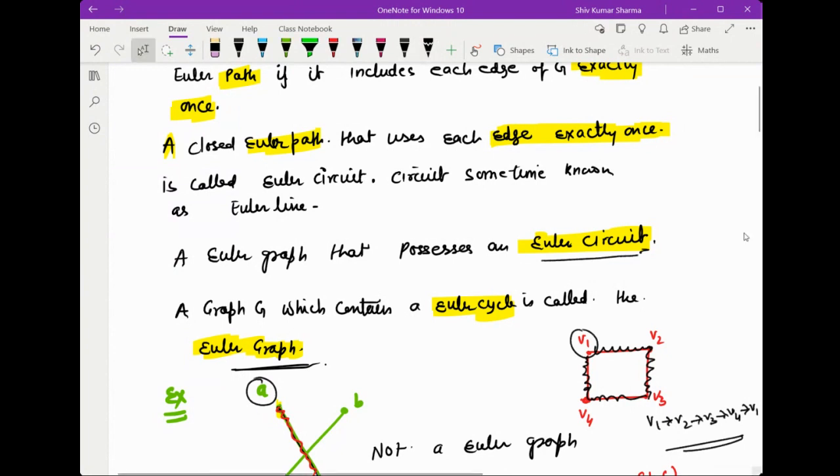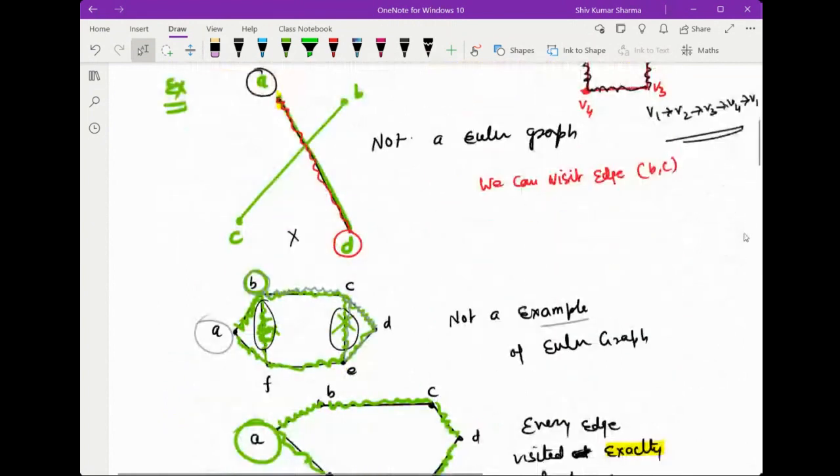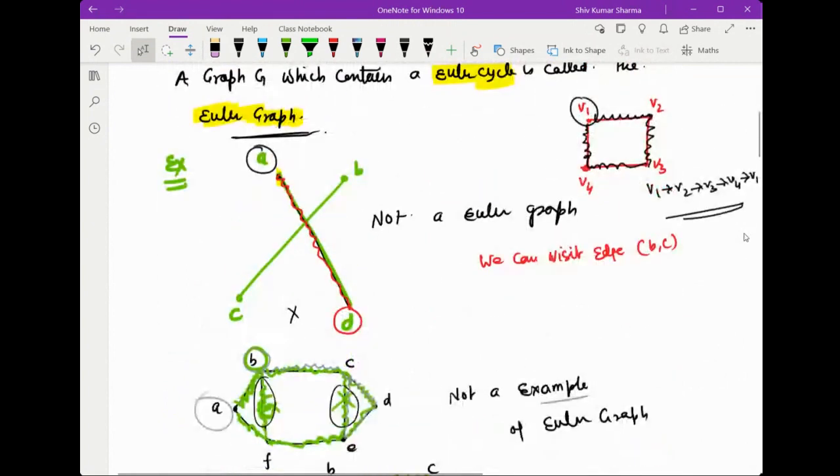Now we discuss the next example. You focus on this example, the third one. Is this an example of an Eulerian graph or not? And if it is not an Eulerian graph, why is it not? So we draw the graph here again, just so you can understand.